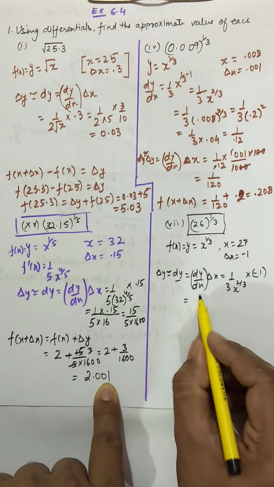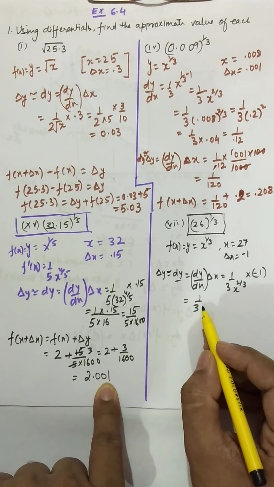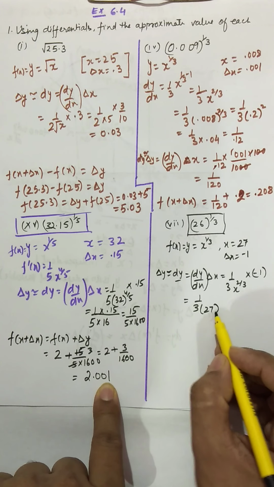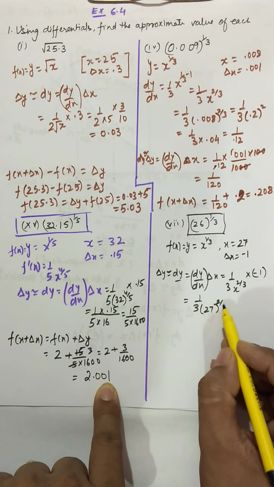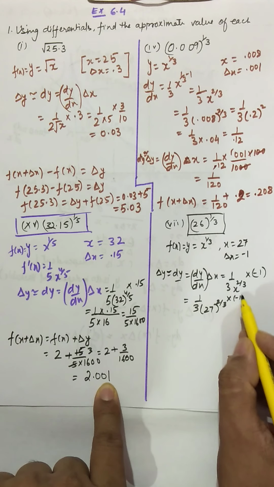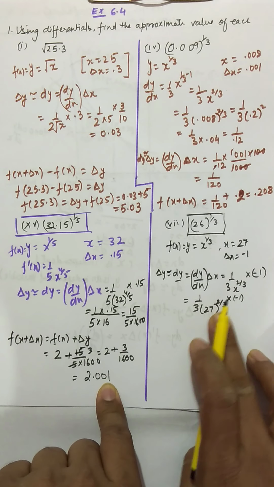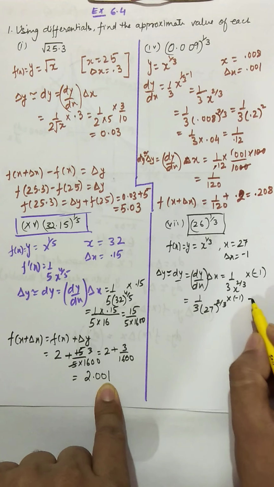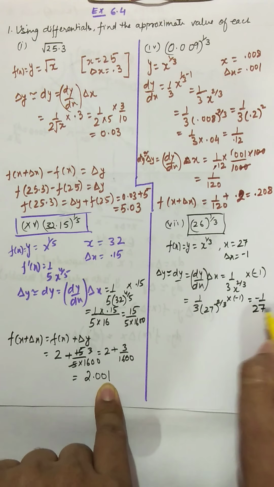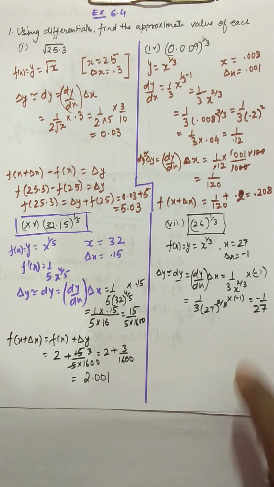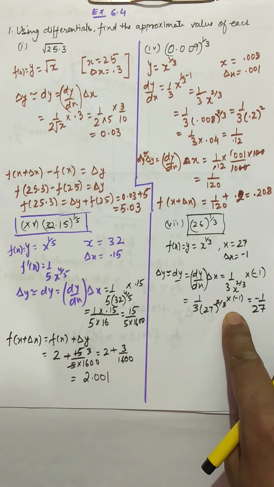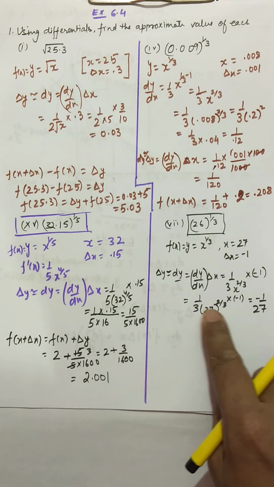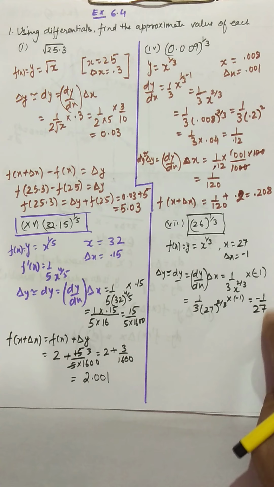So substitute all the values. 1 upon 3, and x is 27, this is 27 to the power minus 2 by 3, and this is minus 1. So this is 3 square, this will be 9. So this is going to be minus 1 upon 27. This 27 to the power 1 by 3 is 3, 3 square is 9, 9 times 3 is 27, and this is minus 1.